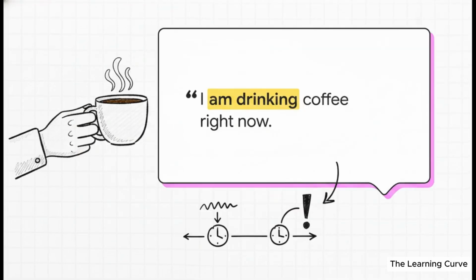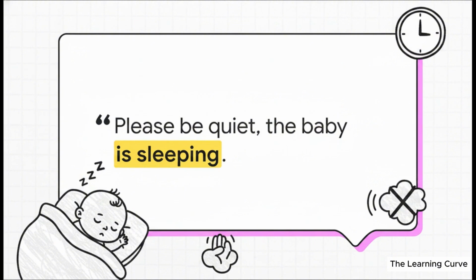Let's actually compare this directly to our earlier example. I am drinking coffee right now. Do you see how adding the words right now completely shifts the reality? We aren't talking about a daily habit anymore. We're talking about an immediate, active, temporary action. The coffee cup is literally in my hand as I speak to you, so it demands am drinking instead of just drink.